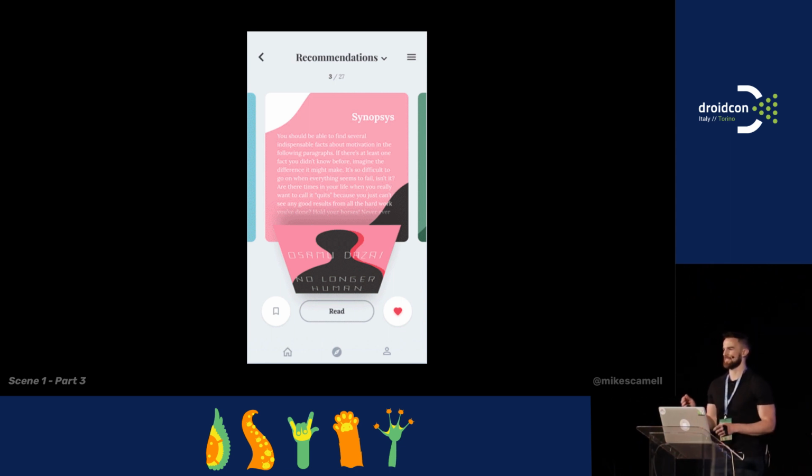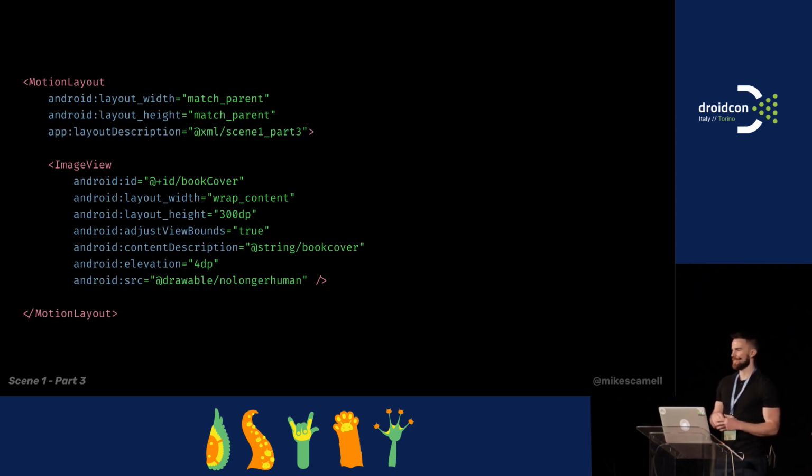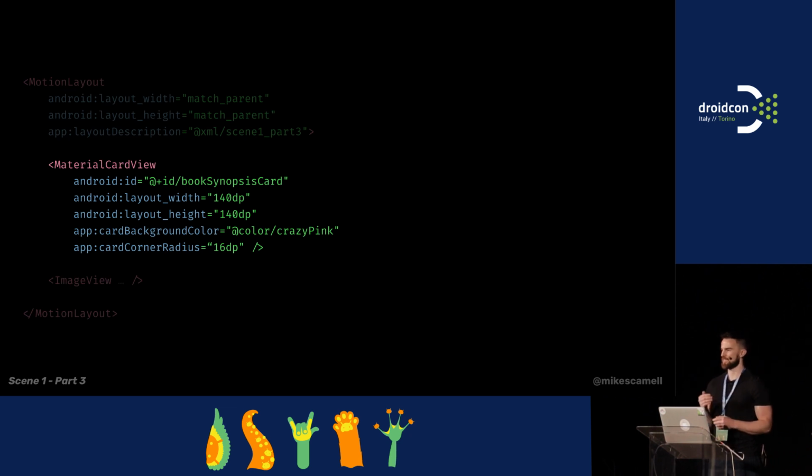So now we just need to add in the synopsis card behind the book cover. Nothing crazy here. We add the material card view to our layout above the book color with a color and corner radius. I've set the height and width because you have to, but we won't actually be using them as we'll be using what's in the motion scene.